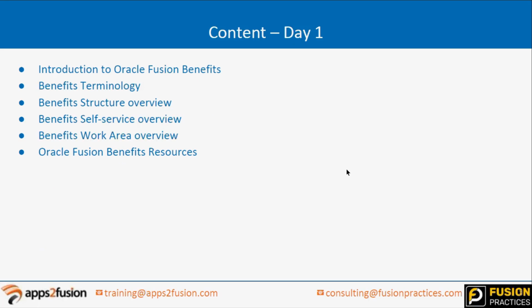So for day one, we'll not go too much into detail about how to configure the system. What we'll first see is what Oracle Benefits is about and what the different terminologies used in it are. I will also explain the Oracle Benefits structure: what a program, plan type, plan, and eligibility profile are. We will also see, through a self-service example, how the configured offering appears to an employee and what all the employee can do. I will also demonstrate the level of control that Oracle Fusion Benefits offers.